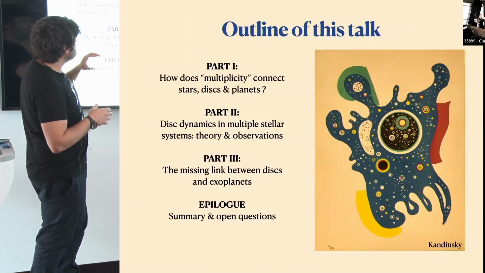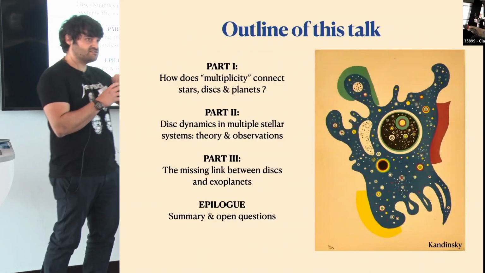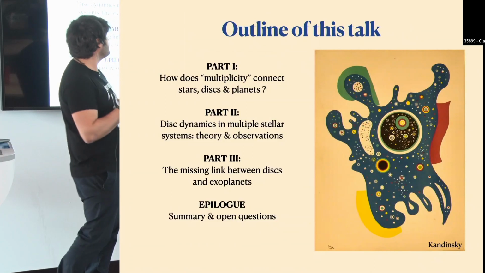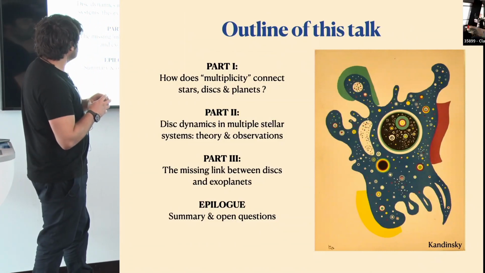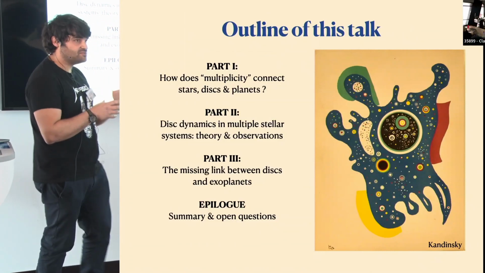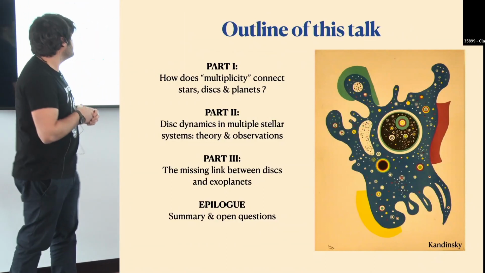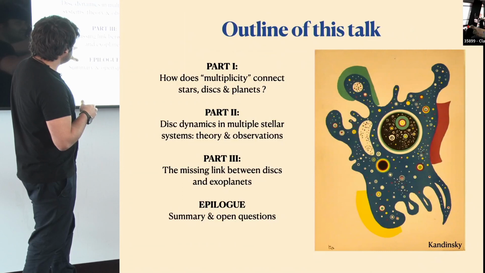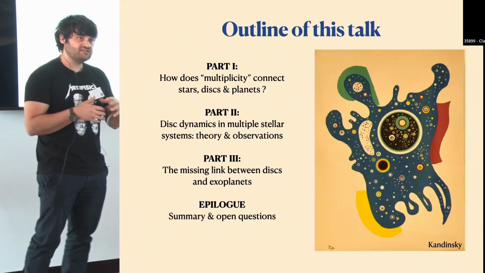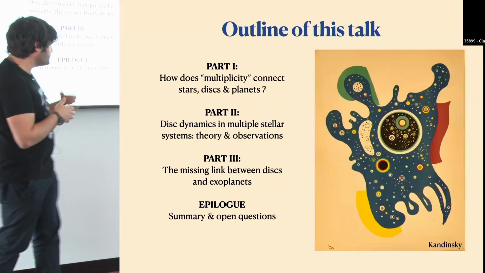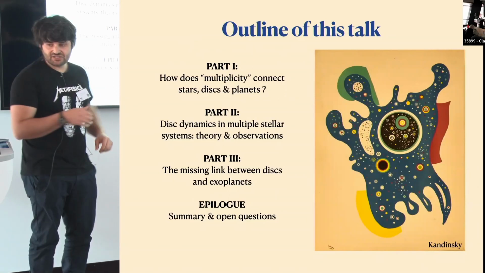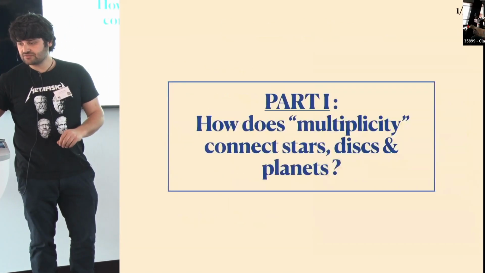First, I will motivate why multiplicity connects stars, disks, and then planets. Then I will talk about disk dynamics in multiple stellar systems, a bit of theory and some observations that we have, and the modeling we've been doing in this particular field. And then, towards the end, I will try to touch on the missing link between disks and exoplanets, with a specific emphasis on multiple stellar systems again, before reaching some open questions and conclusions.